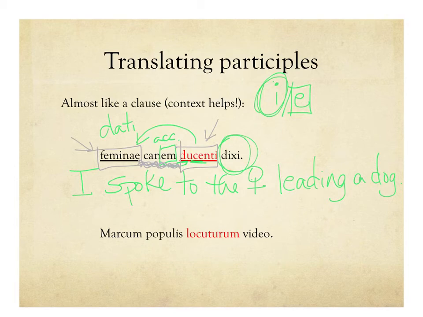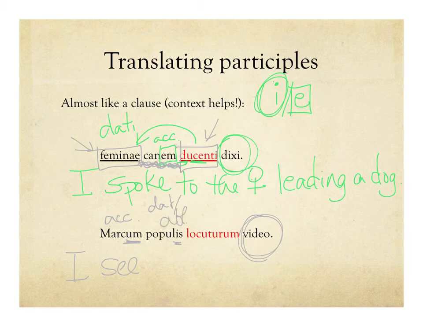The important thing is that, of course, the leading modifies the femina, but depending on the context, we might translate the sentence in a variety of ways. We can see something similar in the next example. Video is our verb. I see. What do I see? Something in the accusative, I hope. And look, we have right here Marcum in the accusative. We have populis, which is either dative or ablative. We don't know yet. And we have locutorum, also accusative. So again, likely that this is modifying this.